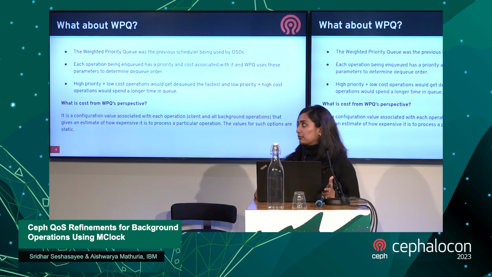So what exactly was cost from WPQ's perspective? Cost is a parameter that gives an estimate of how expensive it is to process that particular operation. In the case of WPQ, this value was static. There were configuration values such as OSD PG delete cost and OSD scrub cost, which defined what the cost of an operation was.